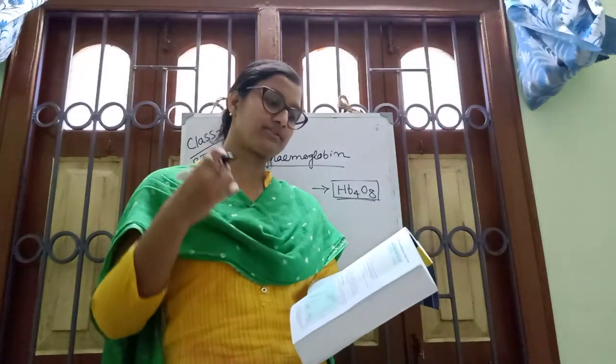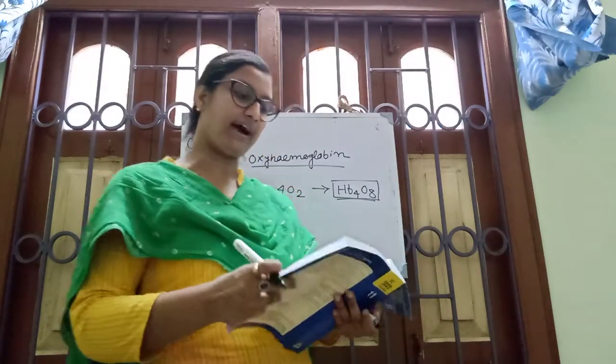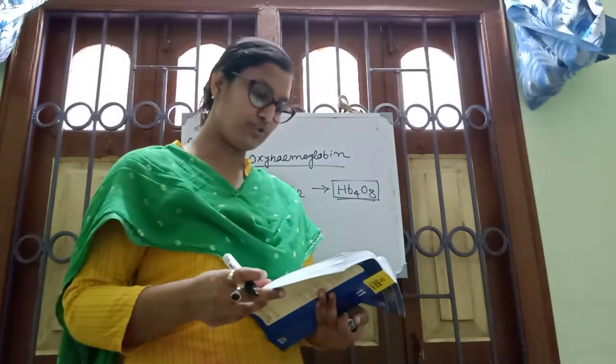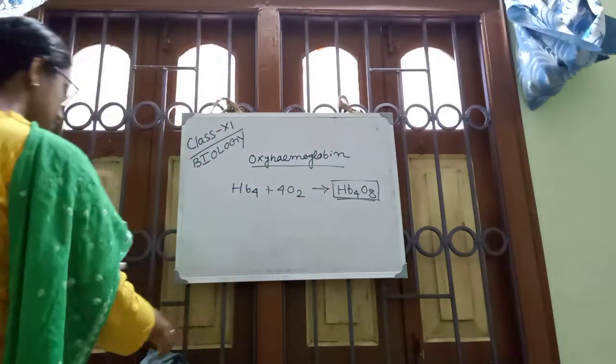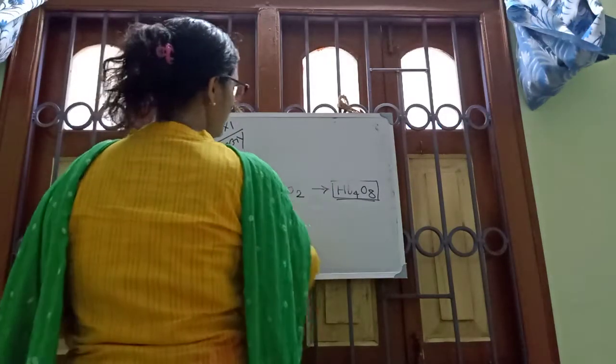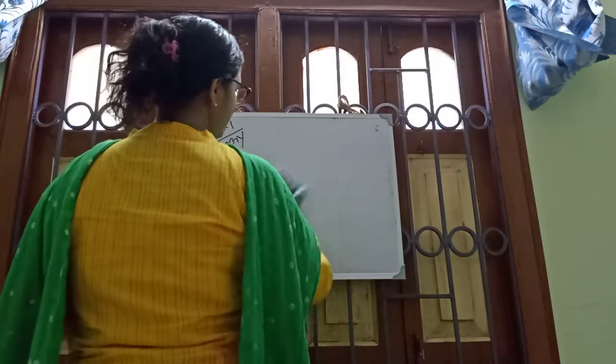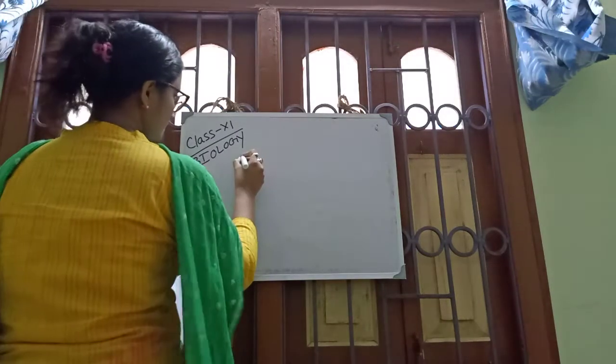And the uptake of oxygen by the pulmonary blood is shown in a graph. This is the most important graph. Today I will show you the oxygen dissociation curve. What is this oxygen dissociation curve? As the partial pressure increases, you can easily understand how it changes.